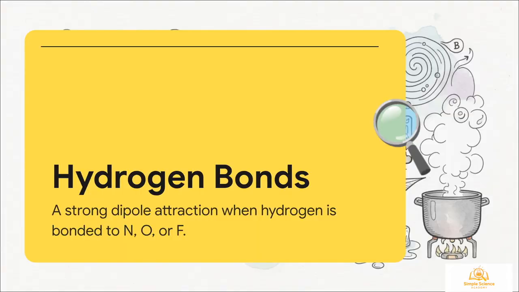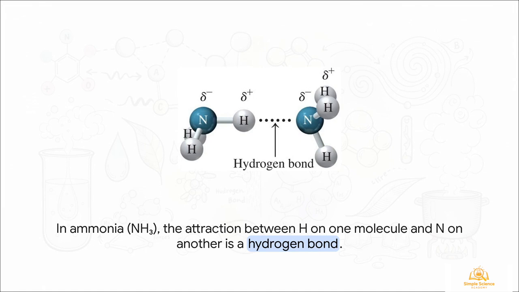And finally, we get to the heavyweight champion of intermolecular forces, the hydrogen bond. Now, this isn't a true bond, technically. It's actually a super strong type of dipole-dipole attraction. And it's very specific. It only happens when a hydrogen atom is bonded to one of three highly electronegative atoms: nitrogen, oxygen, or fluorine. This example with ammonia is just perfect.